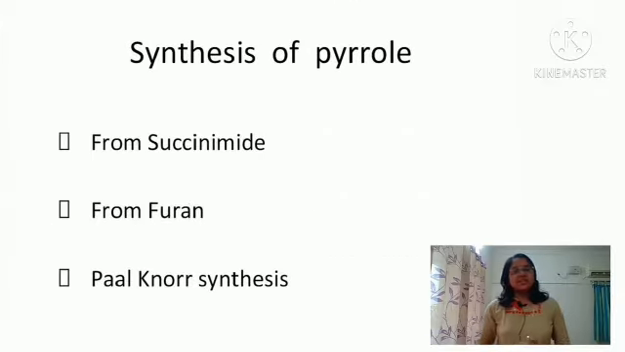Next, I am discussing the synthesis of pyrrole, that is how pyrrole is synthesized in the laboratory. Mainly, I am discussing three methods of synthesis of pyrrole: one from succinimide, next from furan, that is another 5-membered heterocycle containing oxygen as the heteroatom, and third is the Paal-Knorr synthesis, which is useful for the preparation of substituted pyrrole.